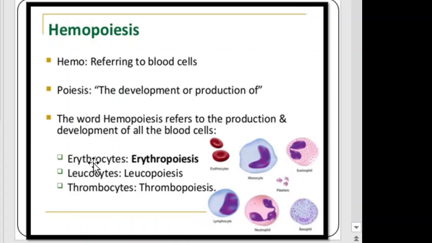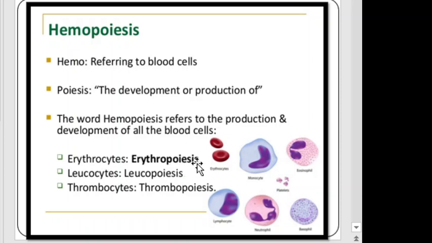So the first thing is erythrocytes. Erythrocytes is another name for RBC, red blood cell. So erythrocytes is red blood cell. So formation of these red blood cells is called erythropoiesis.